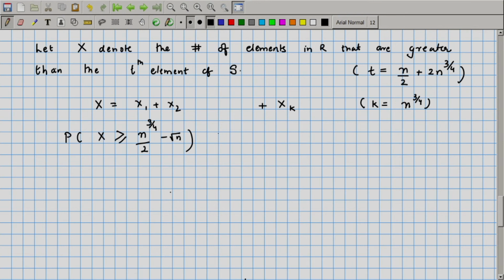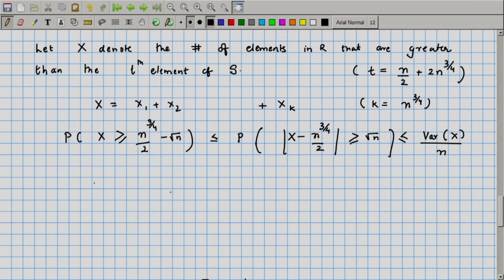So, this is by Markov, so we will apply Chebyshev's inequality here. So, this is less than the probability that |X minus n raised to 3 by 4 by 2| is greater than or equal to root n. Okay. So, by Chebyshev's inequality, this is going to be less than variance of X divided by root n square, that is n.